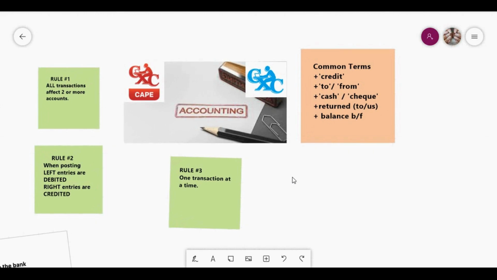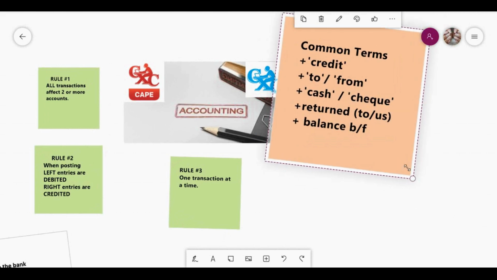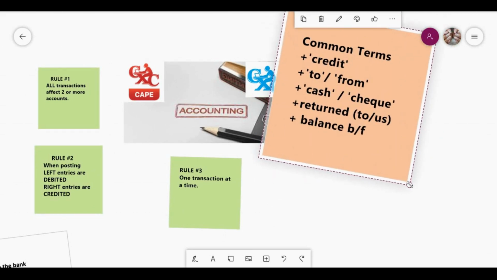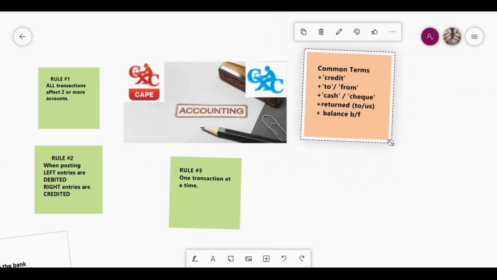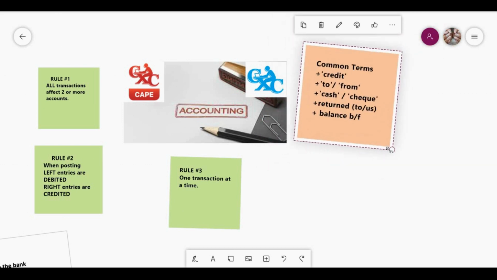Hi guys, this is accounting basics, which is posting a T account from a student's perspective. So here are some common terms that I think you should familiarize yourself with: credit to, from, cash, check, return to us, and balance that is brought forward.